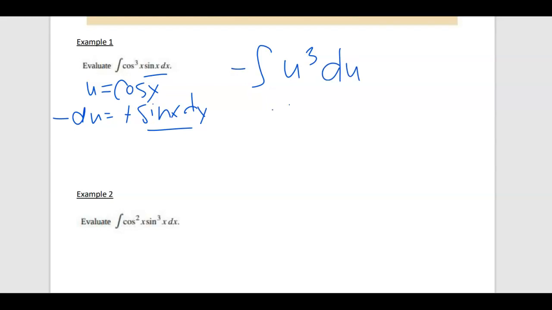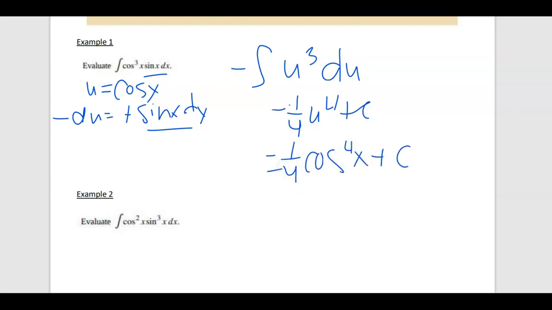Well, the antiderivative then is negative 1/4 u to the 4th plus c, and I can plug back in, and this would be negative cosine to the 4th x plus c.